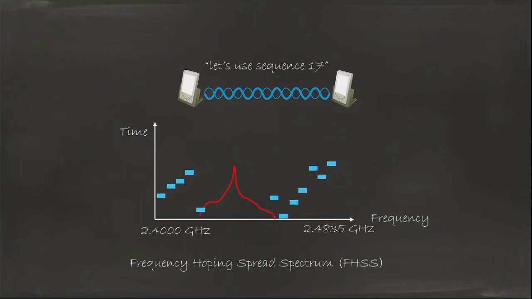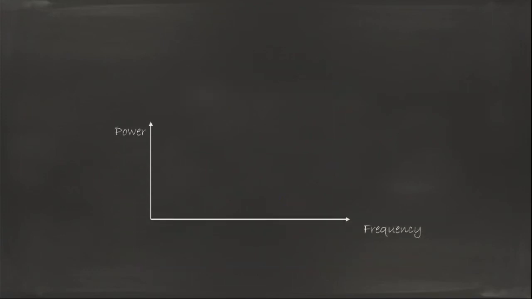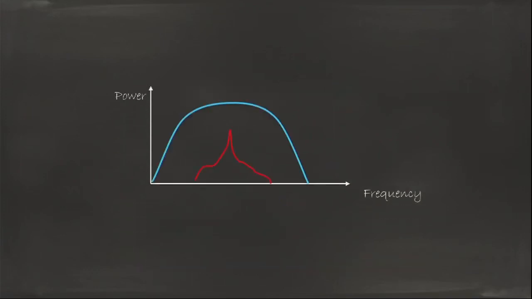So FHSS has been used for decades, and it's a very successful technology. However, its downside is that if you have too many devices in the same area, at some point they are going to collide. So there is a scale limitation in FHSS.